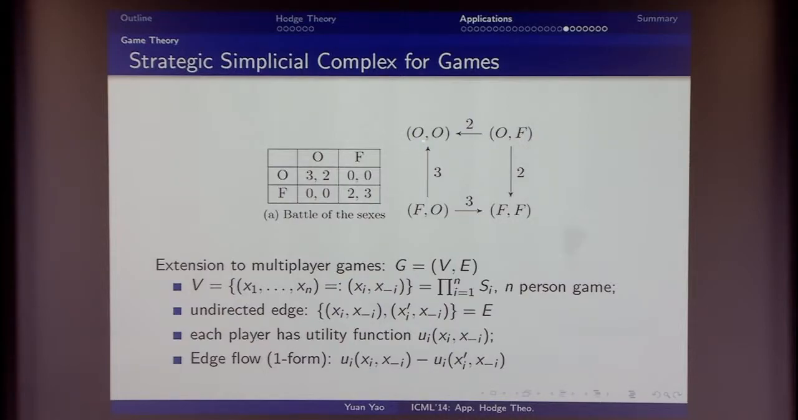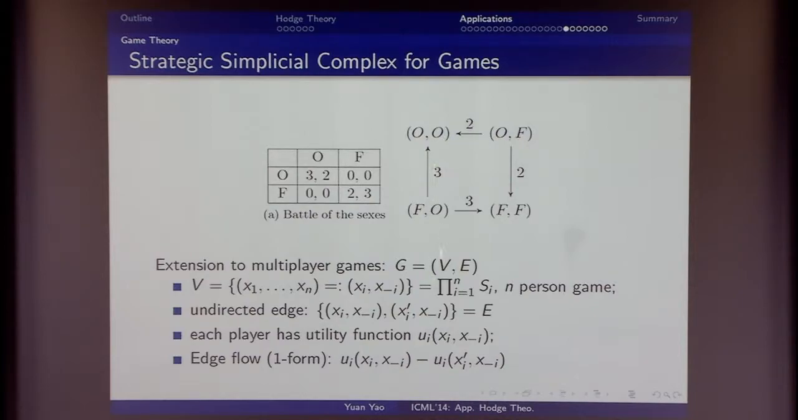So the question is, we need to make a graph representing this game. The graph basically consists of a vertex set where all the players put their strategy as a vector, and then you put the strategy profile as a node. Then you make up a large graph. Each node represents a strategy profile. And how to put an edge between the nodes? One choice suggested by Pablo Parrilo's group is, if only one player changes their strategy, then you add an edge between them.